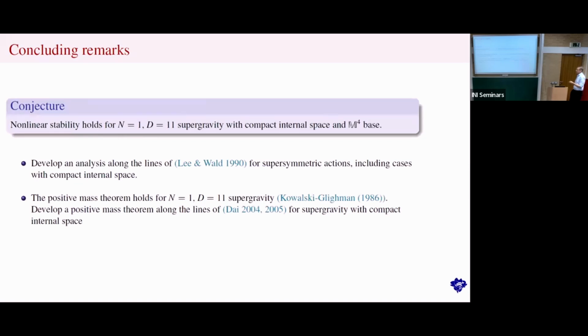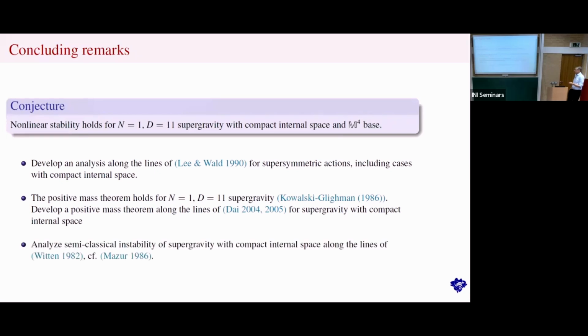And there's also a positive mass theorem for this theory, but this should be developed in this context where you have a Minkowski cross compact Calabi-Yau, for example. For ordinary Einstein gravity, Dai proved a positive mass theorem in this particular context, but this should, of course, be done in terms of supergravity. Also you can ask yourself, is there a semi-classical instability of supergravity in the same sense that Witten was talking about? I don't know what has been done in that direction.